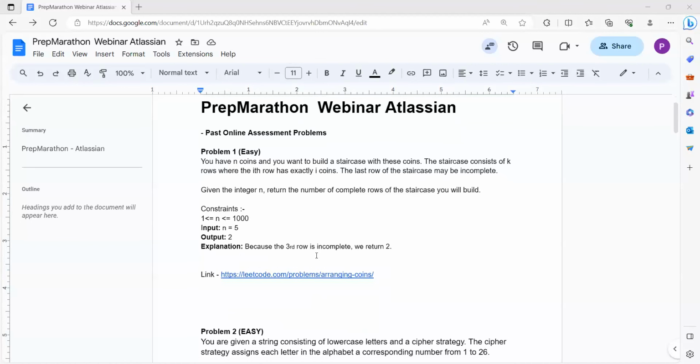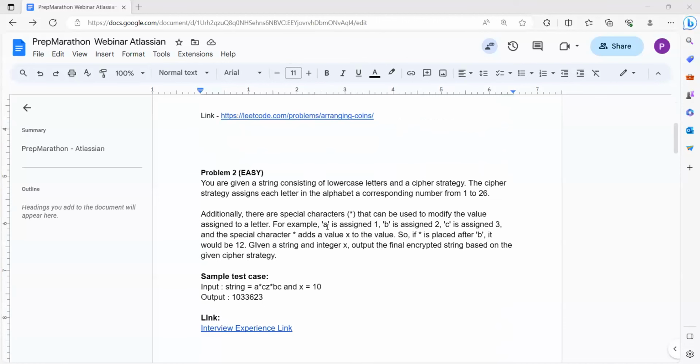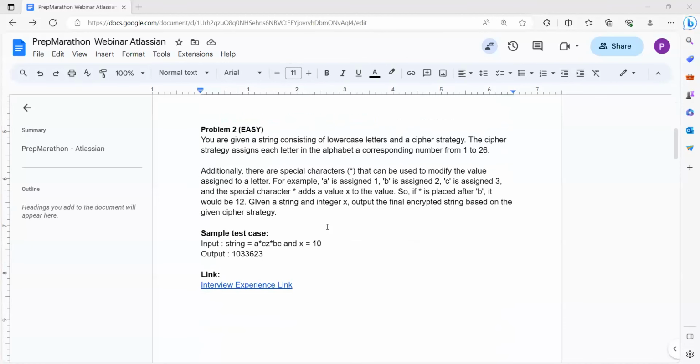Going to the second easy problem. Just read this problem statement, and use your pen and paper. Try to solve it and come up with a logic. You can tell your logic in chat.